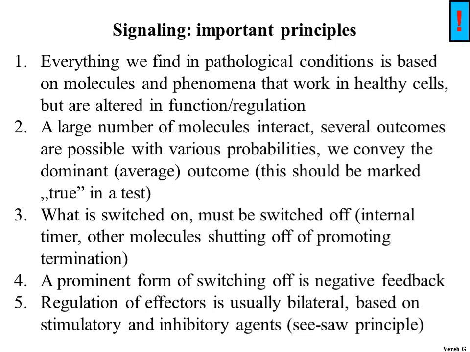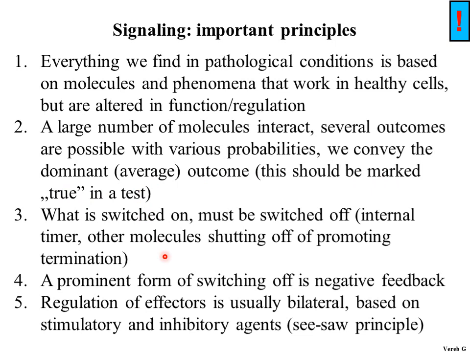The next thing that I took some time already to explain is that there are a lot of molecules interacting, and there are several outcomes possible with different probabilities. So in these lectures and in these figures, on single molecule doing something to another single molecule schemes, we always convey the dominant or average outcome, and this is the one that, when it's asked yes or no, should be marked yes in a multiple choice or a true and false test.